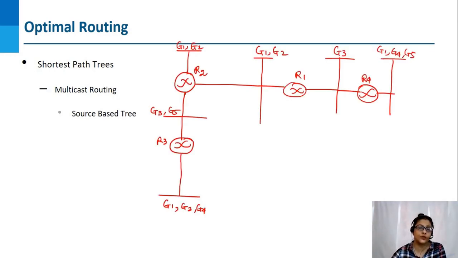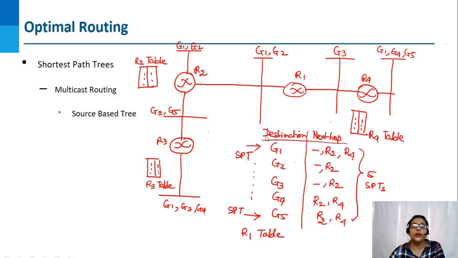As before, we have this network. Here, instead of the destinations or the networks, we have the group addresses: G1, G2, G3, G4, and G5. And there are 4 routers: R1, R2, R3, and R4. Now, as before, let us consider the routing table of R1. Here, each row will be a shortest path tree. Unlike unicast routing, where each row was a shortest path and the entire table was a shortest path tree, here each row is a shortest path tree. So the table of router R1 will have, for this example, 5 shortest path trees.